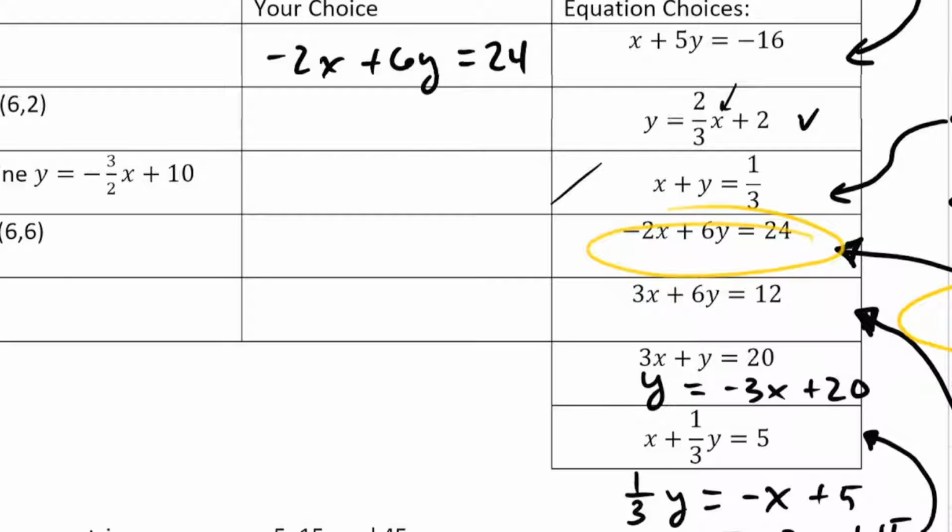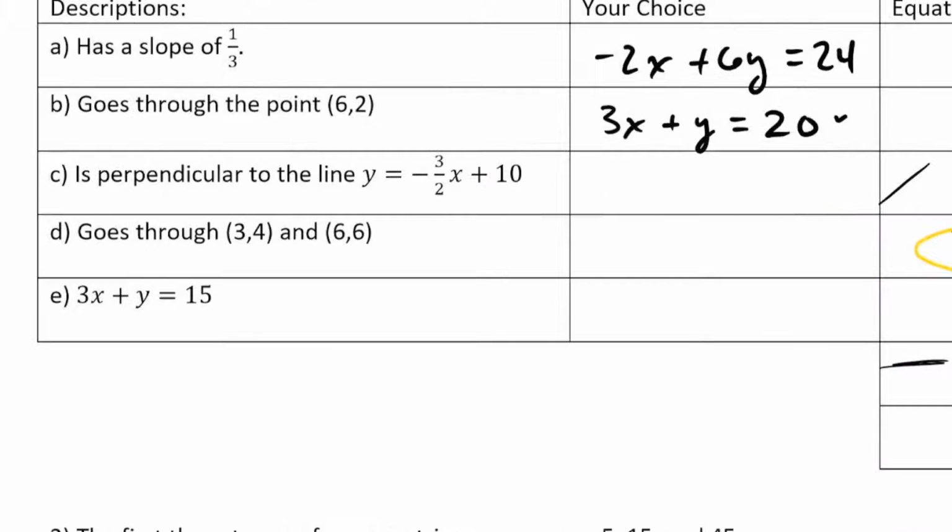Oh, you know what? I'm just kind of going through here. If I put a 6 in here, 3 times 6 is 18. 18 plus 12 is not 12, so that doesn't work. What about this one? 3 times 6 is 18, 19, 20. Oh, yeah. This is it. This equation, 3x plus y is 20. So when x is the number 6, 3 times 6 is 18, plus 2 more gives me 20. Yeah, that's it.